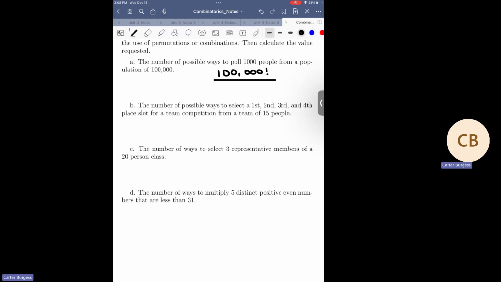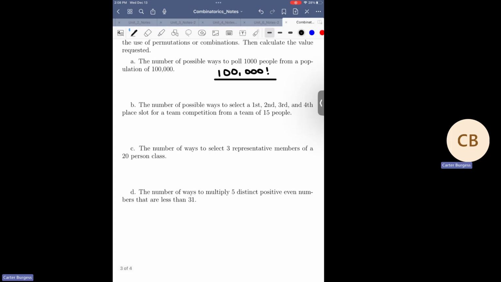How many people are ultimately going to be put into that not being selected bucket, or not being selected category? 99,000, which is 100,000 minus 1,000. Okay, so this is for not caring about the order of not being chosen. But that's not the only order that we don't care about. What other order don't we care about?